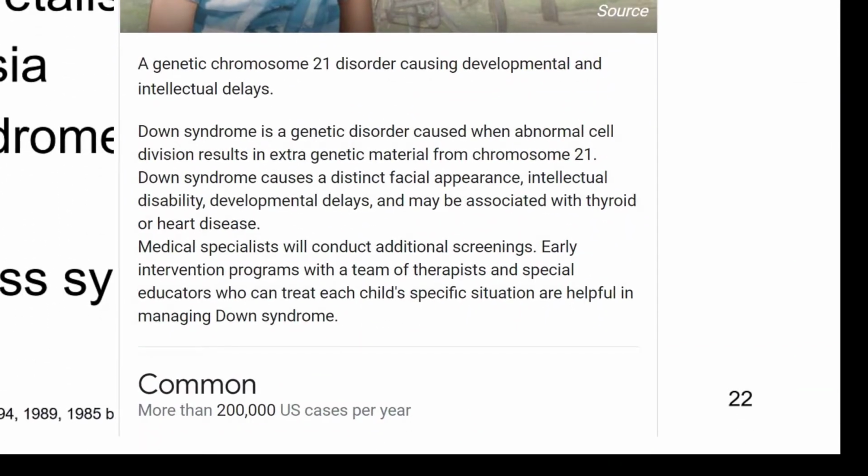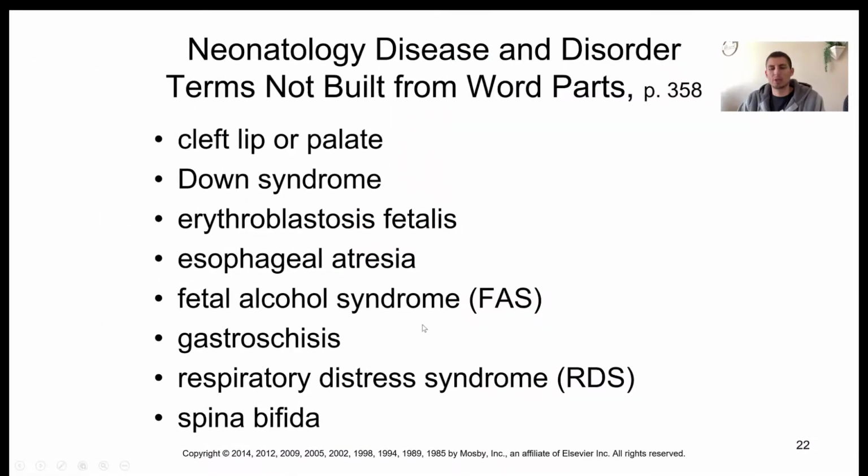Some of the other ones that are common that we'll see: fetal alcohol syndrome, if the mother was drinking alcohol during the pregnancy. Gastroschisis, I'll show you a picture of this in just a minute. Respiratory distress syndrome after the baby's born. If the neonate is having a hard time breathing, we call that RDS, or respiratory distress syndrome.